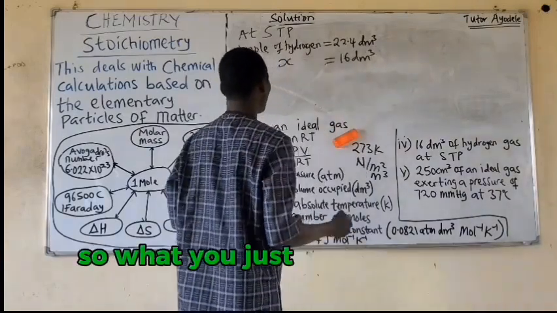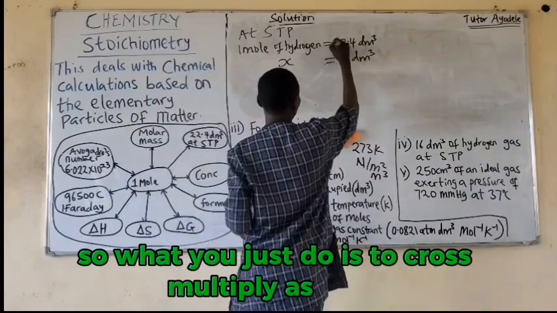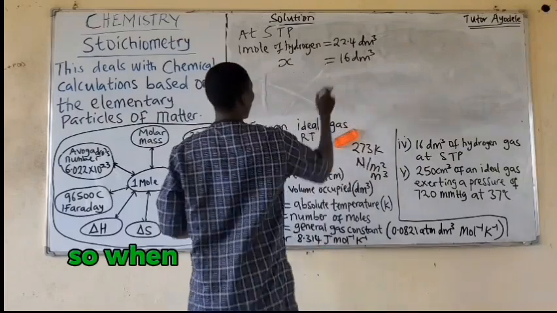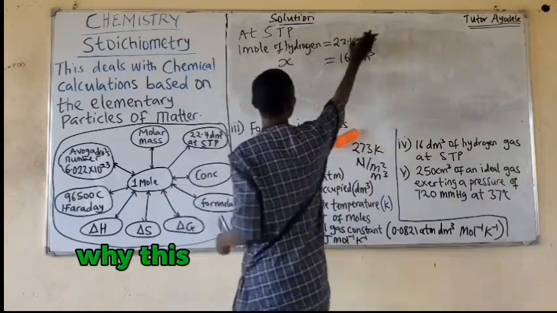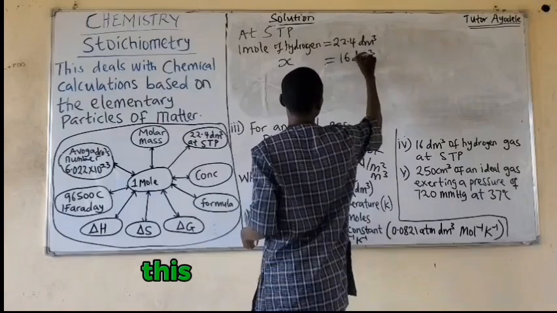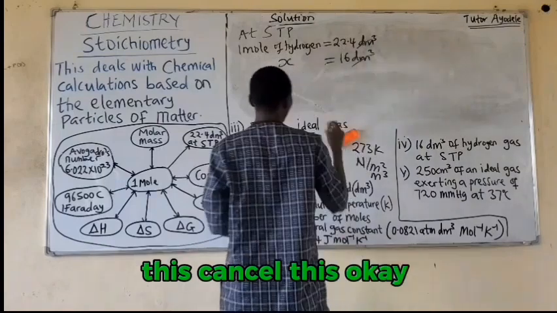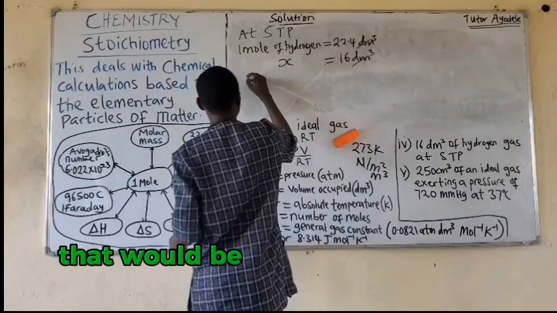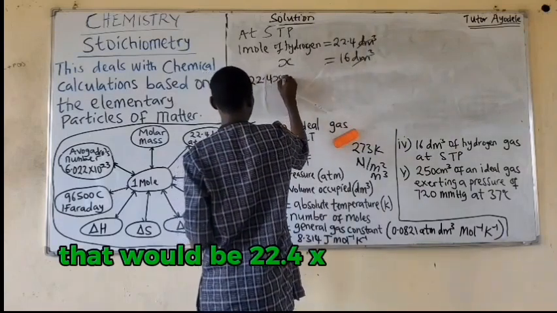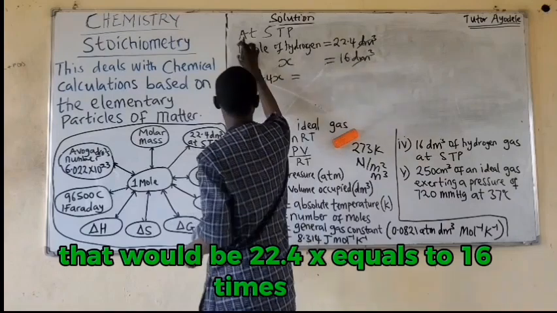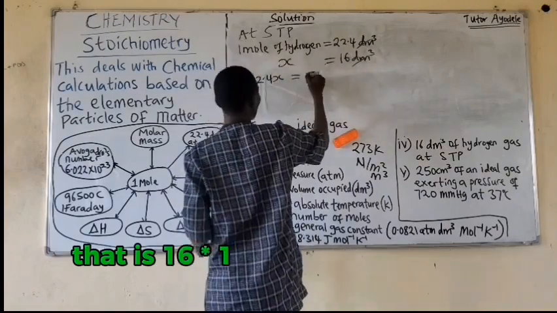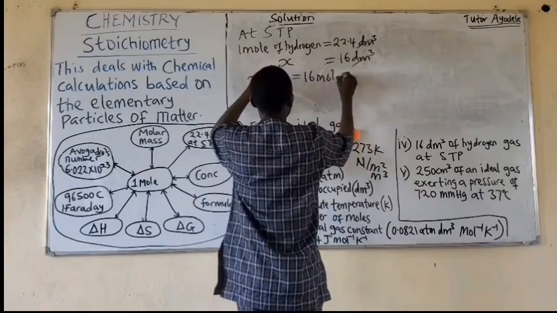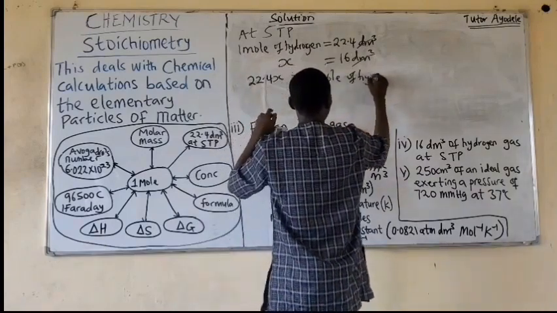X. So what you just do is cross multiply. As I've said, don't write it like this in your exam; you will write it as cross multiply. When you cross multiply, since here is dm cube and here is also dm cube, this cancels this. So x times 22.4, that will be 22.4x equals 16 times 1. That is 16 times 1, which will still give you 16 mole of hydrogen.